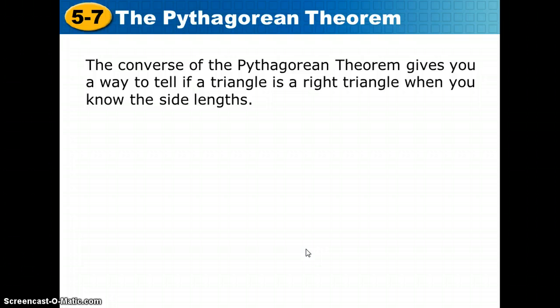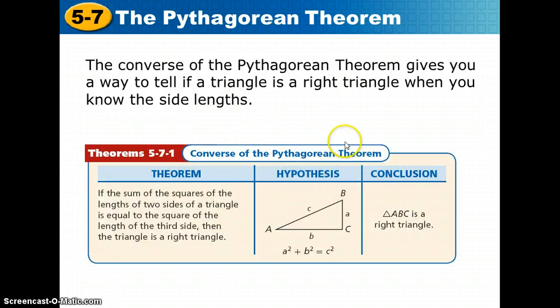All right, let's take a look at what the converse of the Pythagorean theorem gives you. It tells us a way to tell if a triangle is a right triangle when you know the side lengths. And so the Pythagorean converse, or converse of the Pythagorean theorem, we are given the 3 side lengths. If they satisfy this equation, then we can conclude triangle ABC is a right triangle.